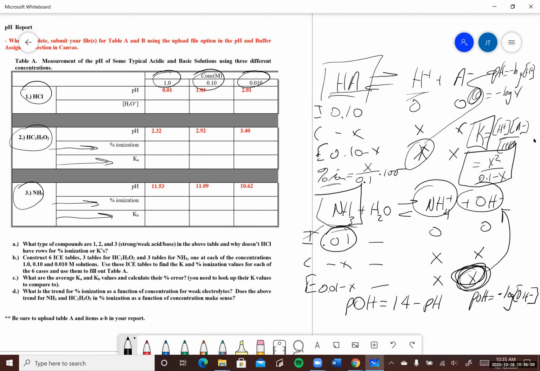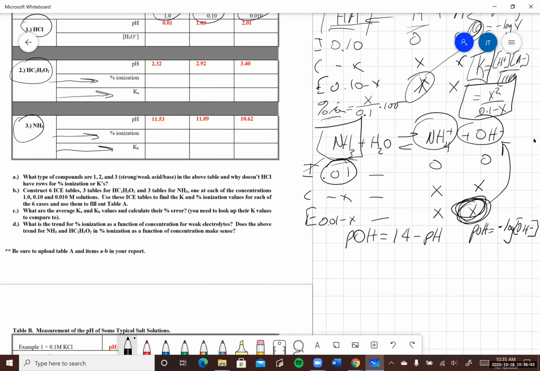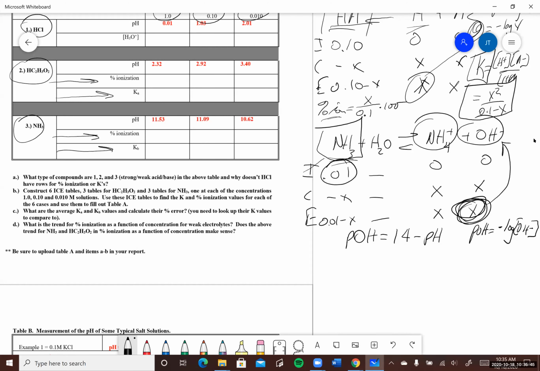So it's similar to a lecture problem. All right, so we're down through B. C says, what are the average Ka and Kb values? So you can calculate their average because these values in the table should be the same. K shouldn't change when you change the concentration. So you're going to look at those values, and it says find their average and also calculate their percent error.